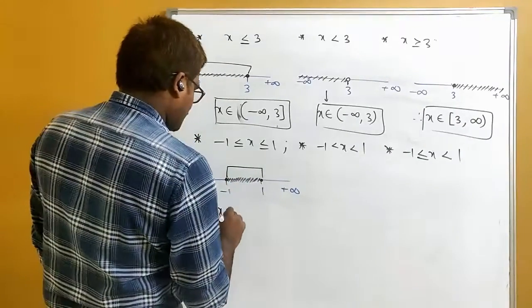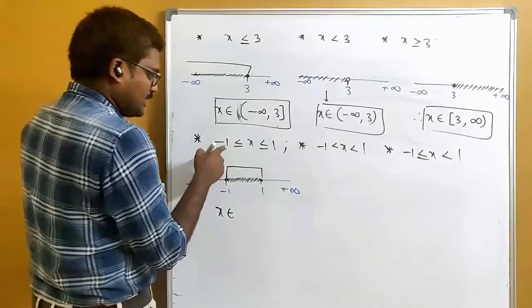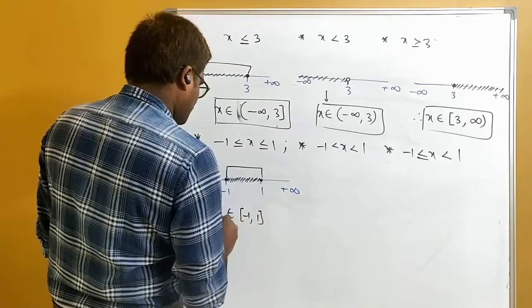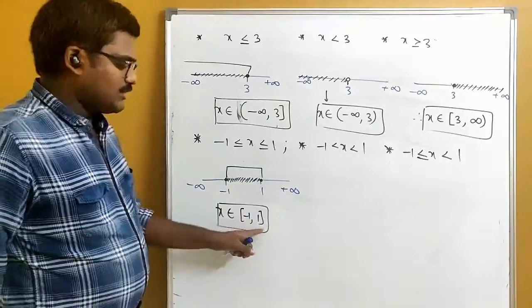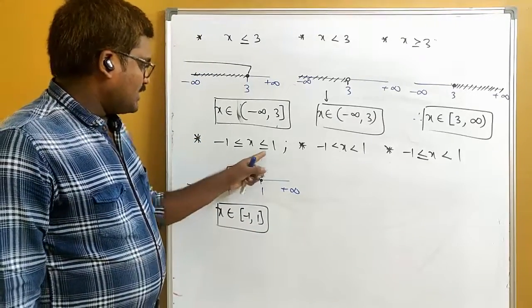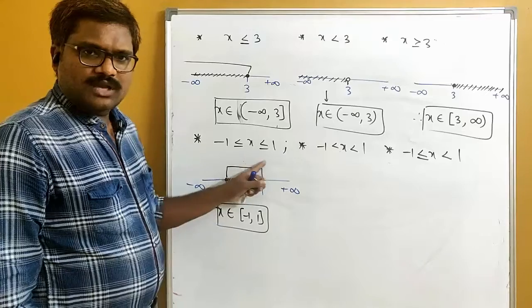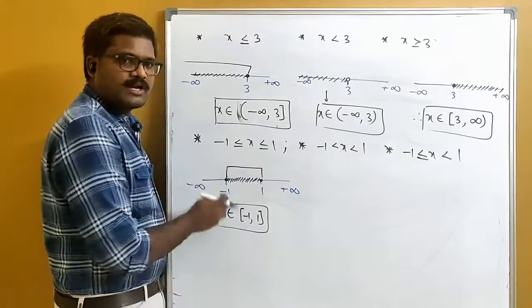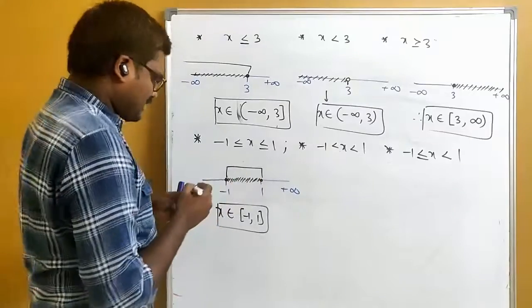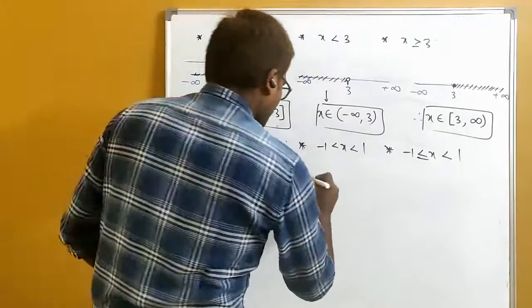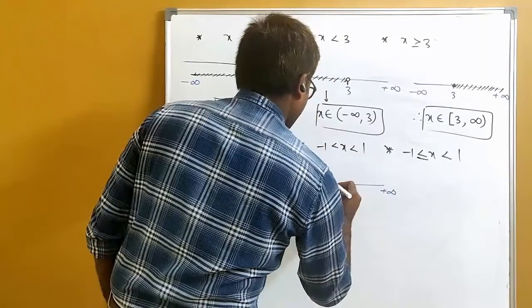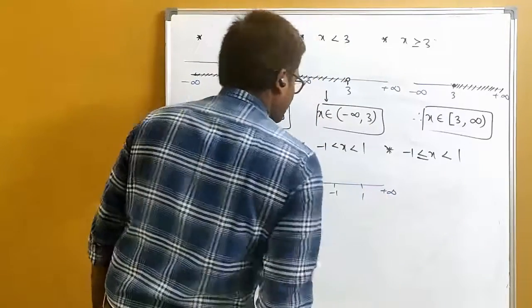So what is the meaning of this one? X belongs to minus 1 to 1. Can I write it like this? Minus 1 to 1, closed interval both sides. Why closed interval at both sides? Because equality is there at both ends. I hope you understand how to represent an inequality using interval format. Clear? Now similarly, if I take this one, minus infinity again, plus infinity, minus 1, plus 1.